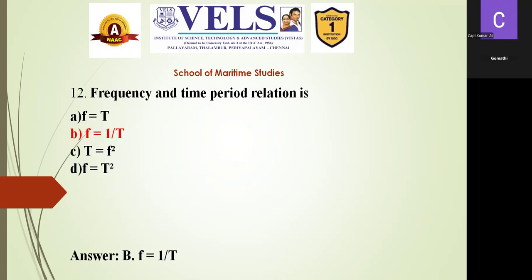Frequency and time period relation is: frequency F is always inversely proportional to the time. So simply we can say F is equal to 1 by T.